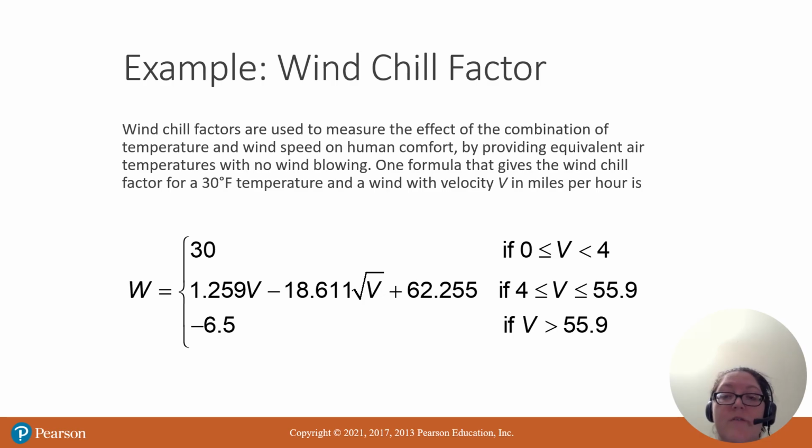So as long as the wind is only blowing between 0 and 4 miles per hour, it's going to feel like it's 30 degrees outside. However, if it's between 4 and 55.9, so we're getting a lot more wind there, that's going to change, and it's going to give us a formula that we need to plug in to see what comes out. Now, the third part is that if that velocity is greater than 55.9, so say 56 miles per hour, then we know it's going to feel like it's negative 6.5.